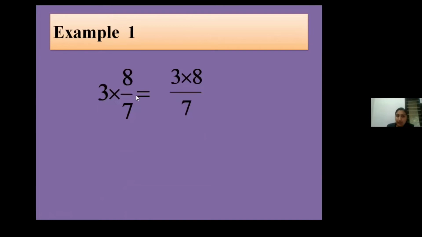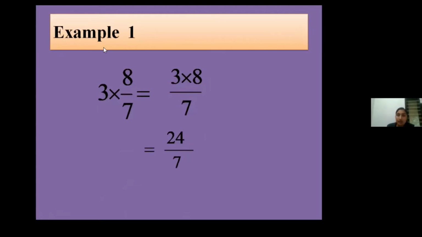Here we have to multiply the whole number with the numerator of the fraction. The numerator of the given fraction is 8 and the denominator is 7. So 3 into 8 by 7, rewriting the denominator as 7. 3 into 8 is 24. The answer is 24 by 7.